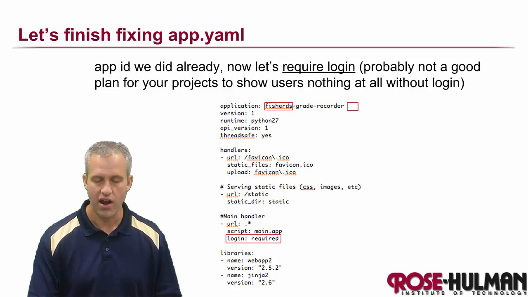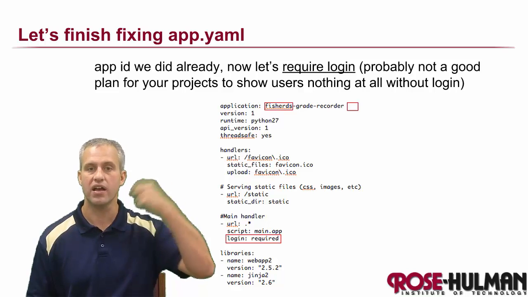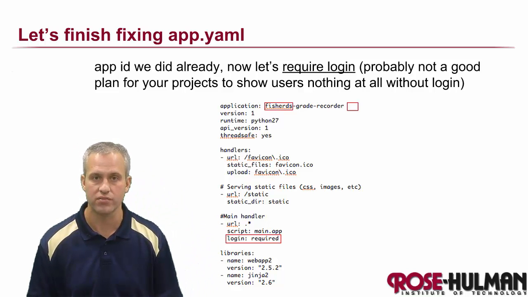So we finished our app.yaml changes, and that's where we're going to cut off this video. We'll pick it up next time with making those model objects. See you then. Bye.